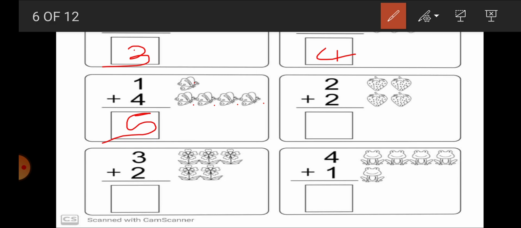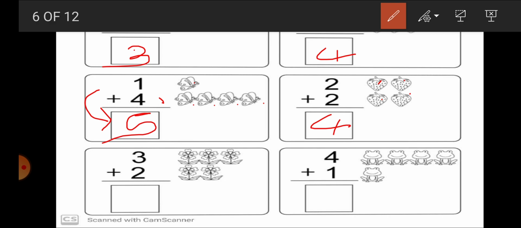Next is 2 plus 2. 1, 2, 3 and 4. Have you noticed something while doing this sum? Do you remember anything? In the last lecture, I told you that whenever you add 1 to any number, you will get the after number of that number. So if you add 4 to 1, what is the answer? 5, which is the after number of 4. Okay, this is a nice revision for you.